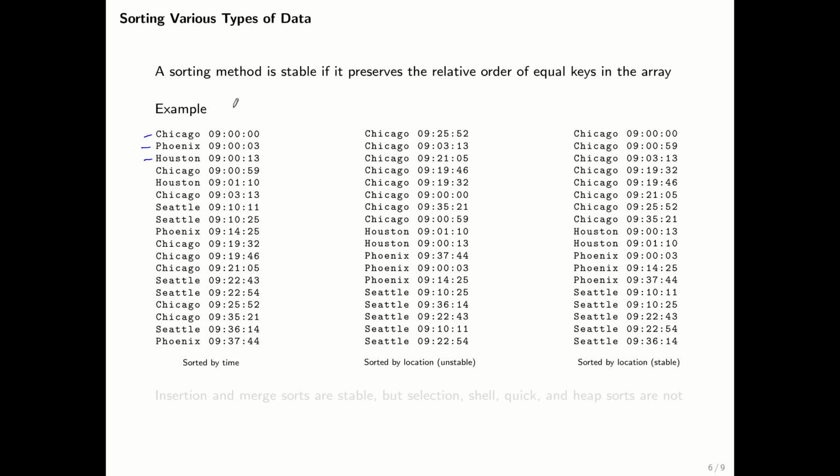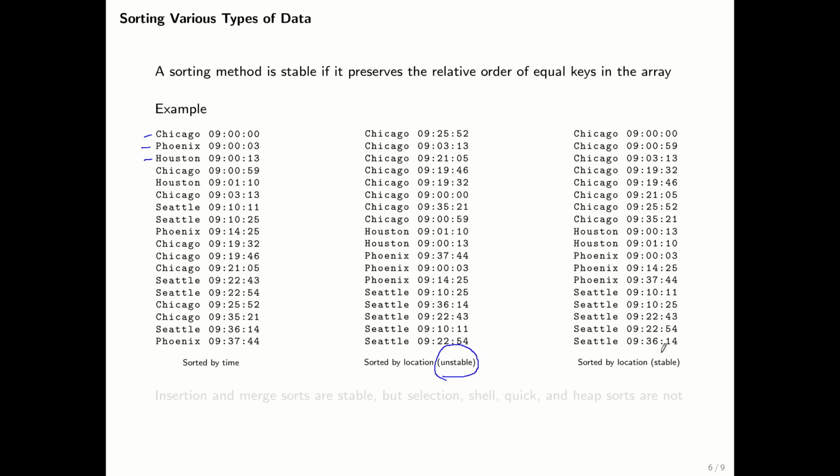Now let's say we take this collection of items and sort it by location or place. If you look at the output here, you can see that the items are sorted by location. So Chicago comes before Houston, which comes before Phoenix, which comes before Seattle. So they are sorted by location, but notice that you've lost the ordering on the time. Here it was ordered by time, but when you took this as your input and sorted it by location, you lost the ordering on time. So such a sort is said to be unstable.